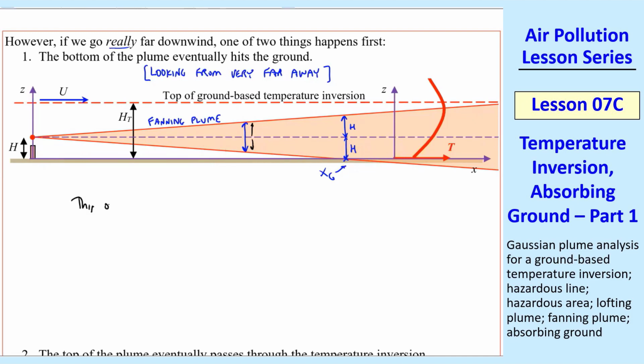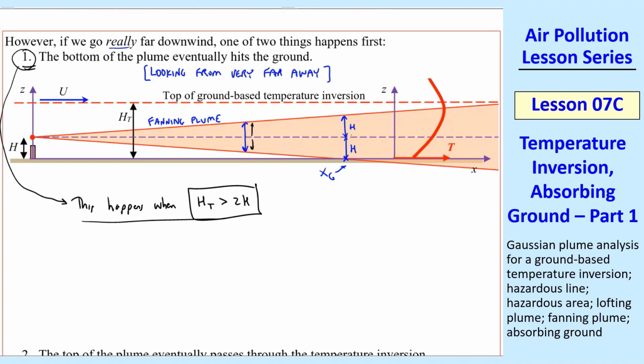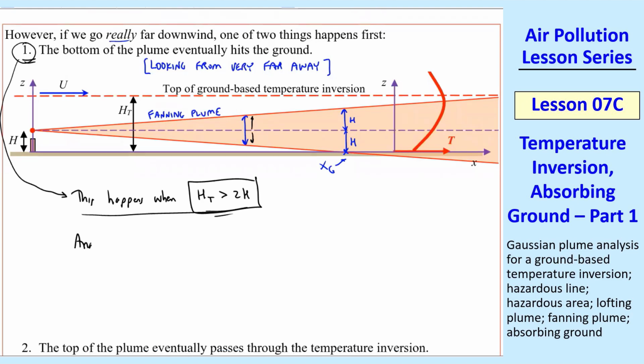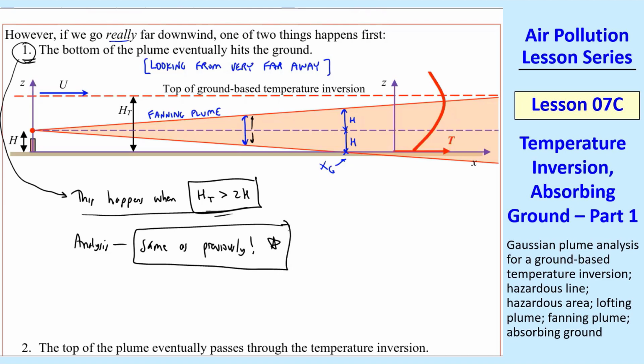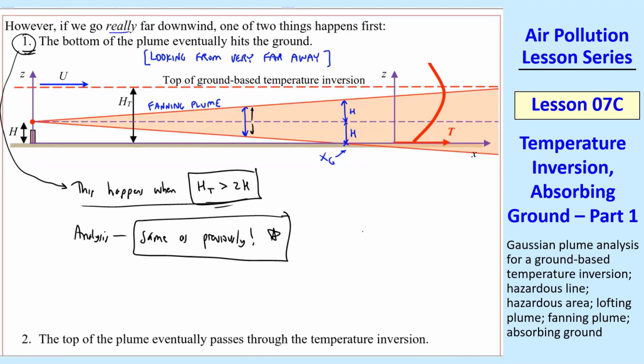This happens when HT is greater than 2H. In other words, this case 1, as we're calling it, can only happen when HT, the top of the temperature inversion, is greater than 2H, just from geometry there. So how do we analyze this one? The analysis is exactly the same as previously, so we don't need to do anything different. If you already have your computer file set up in Excel or MATLAB or whatever you're using, you don't need to modify anything from how you've done these problems before.